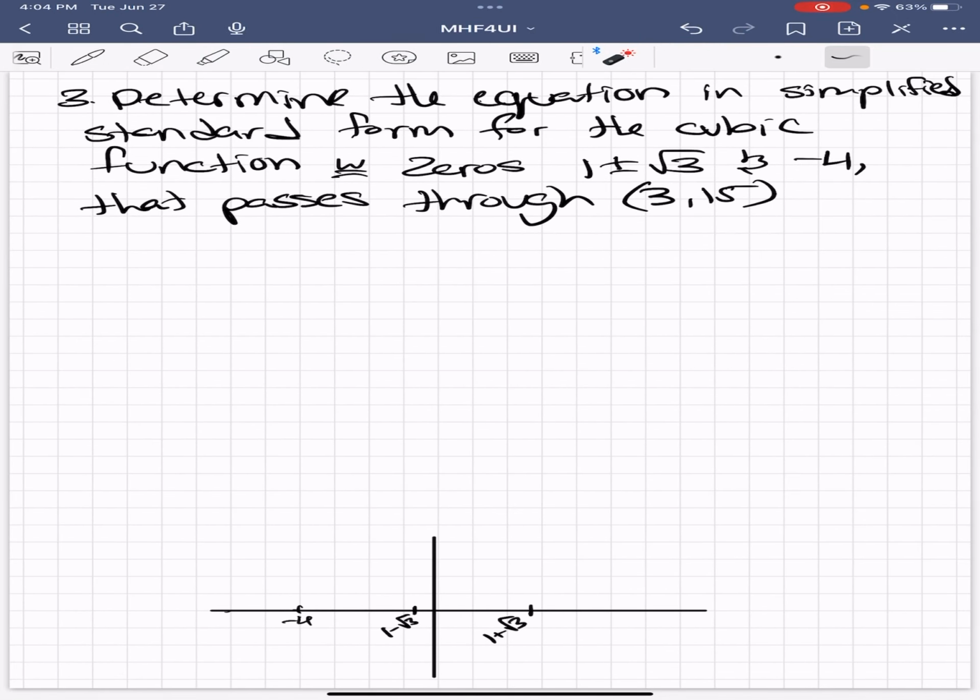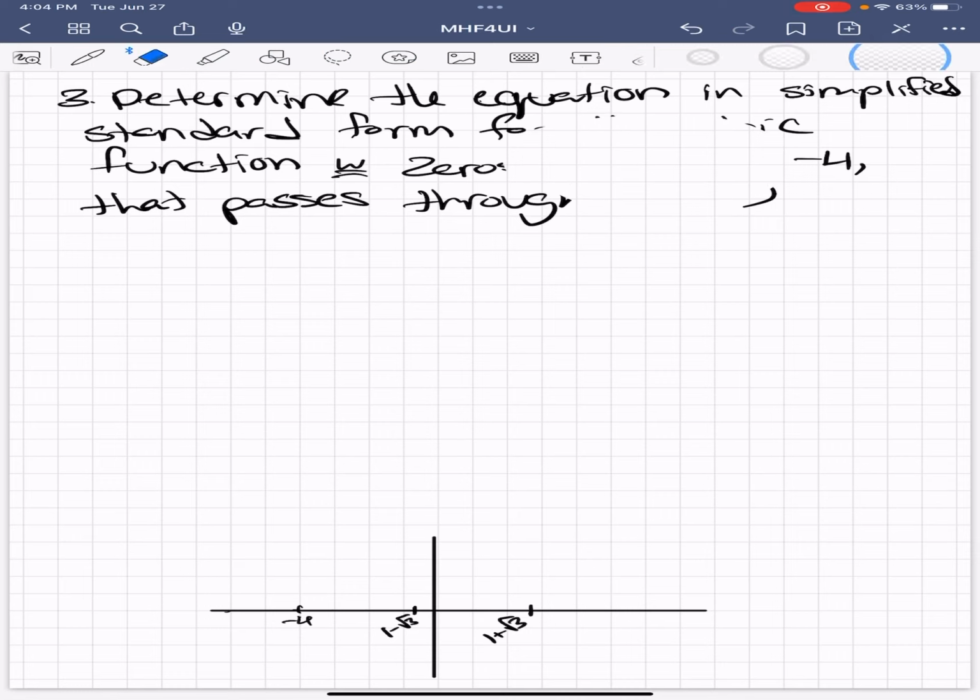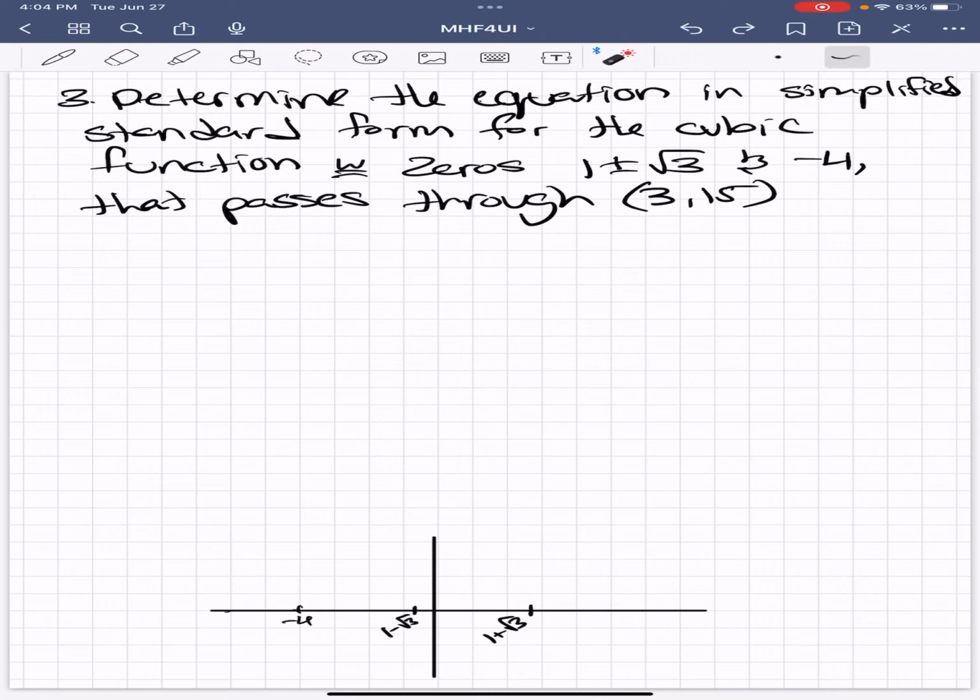Determine the equation in simplified standard form for the cubic function with zeros 1 plus and minus √3 and -4 that passes through point (3, 15), so we're not given the y-intercept. So this one is going to be a bit harder, and we're going to have to convert this into standard form.